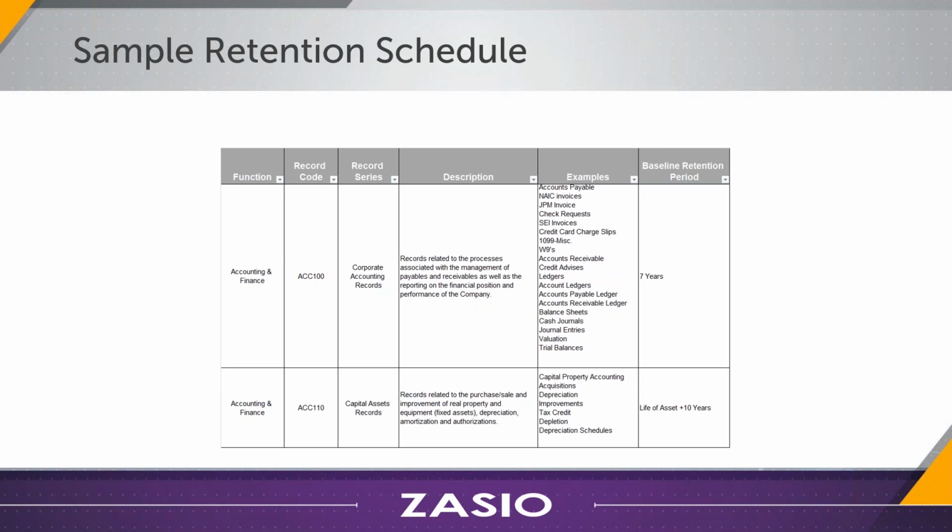And then we have our example records. As you can see, we have accounts payable, invoices, and check requests for accounting, and then for capital assets, we have property accounting, acquisitions, depreciations, and improvements.